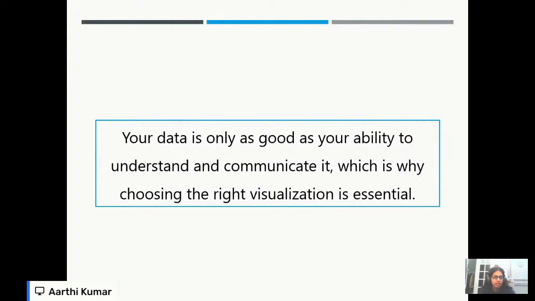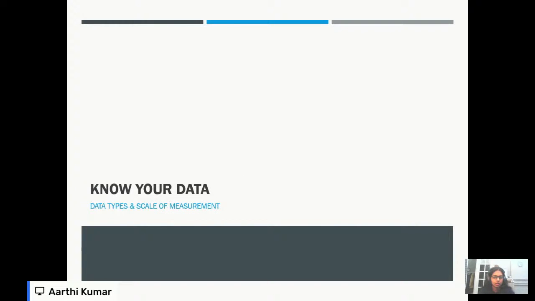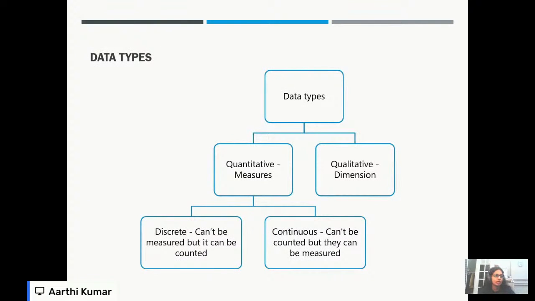So this is a typical data visualization process. Your data is only as good as your ability to understand and communicate it, which is why choosing the right visualization is essential. Before we move on to the data visualization, I'll take some time to do a quick recap on the data types and the scales of measurement. We have two different data types. One is quantitative and another one is qualitative. We call the quantitative ones measures and the qualitative ones dimensions in Tableau.